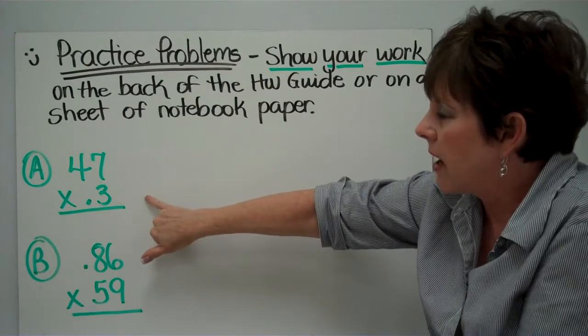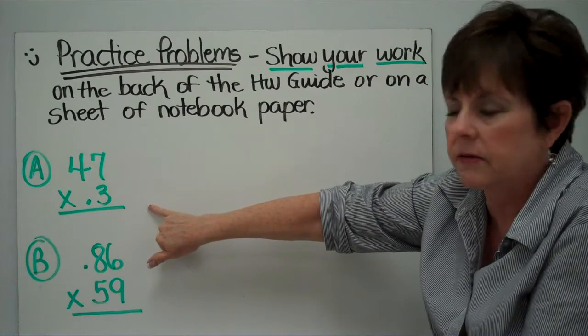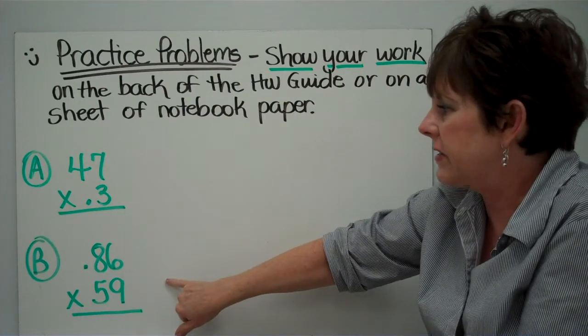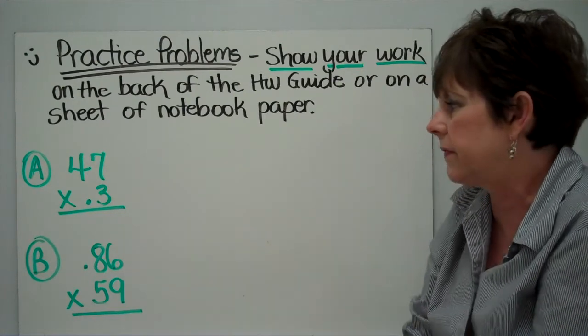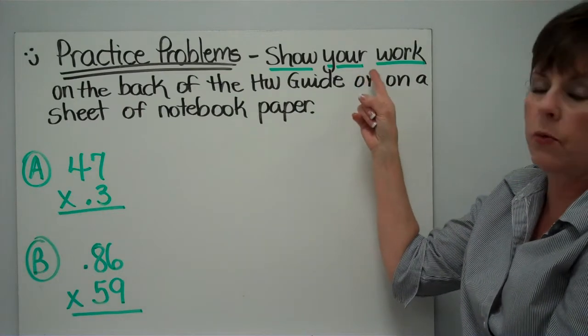Here's A, 47 times 3/10ths. And here is B, 86/100ths times 59. Be sure to show your work.